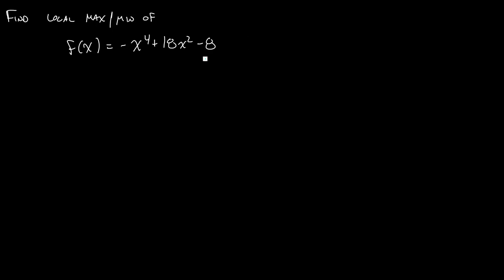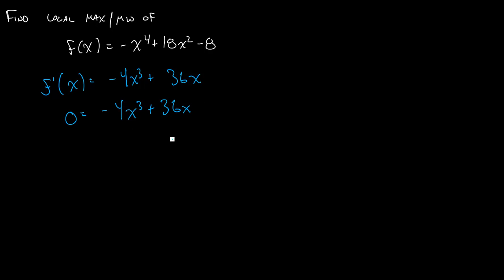And so here, with the local maximums and minimums, we'll start by taking f prime, and we'll see that we get negative 4x cubed plus 18 times 2, so 36x, and then minus 0. And to find local max and mins, we want to find when f prime of x is equal to 0. Now these types of problems are almost always going to involve factoring.